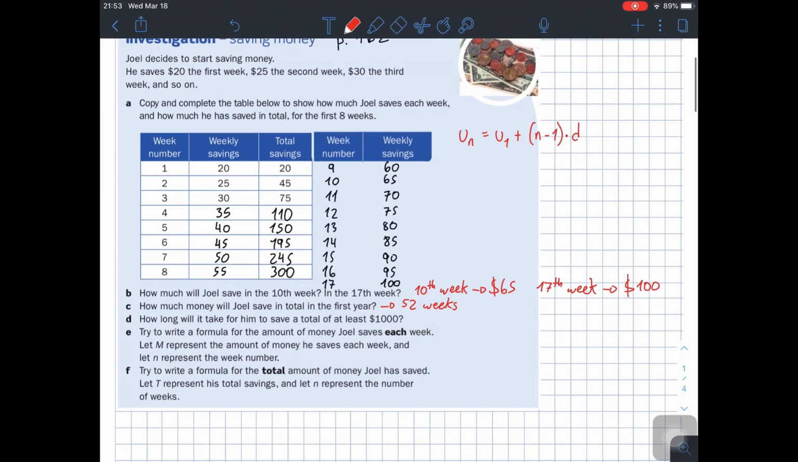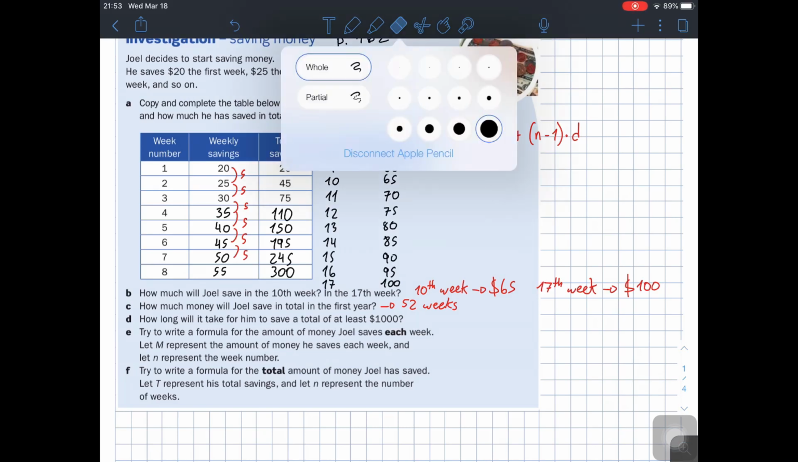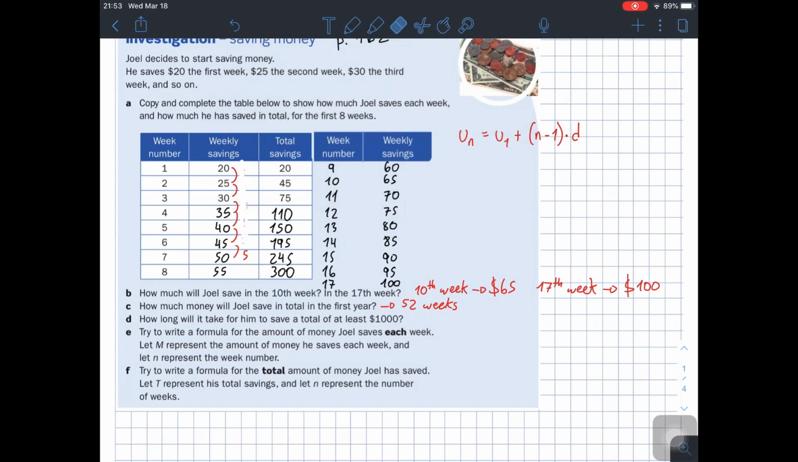If you look at this table over here, you'll see that if we subtract each term from its previous term, we will get, for example, 25 minus 20 is 5, 30 minus 25 is 5, 35 minus 30 is 5, and so on. There is a common difference between a term and its previous term, and that's what we use as d. So the common difference in this case is 5. u_1 represents the first term of the sequence, which in this case is 20.